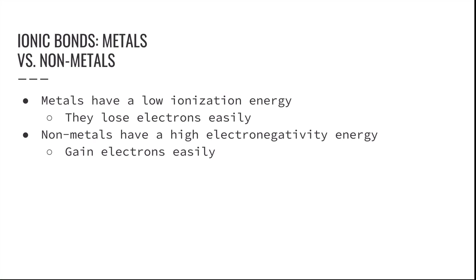So ionic bonds, metals versus nonmetals. What's the difference? Metals have low ionization energy. This means that they lose electrons easily. And remember from the last slide that metals lose electrons and nonmetals gain. So nonmetals have high electronegativity, meaning they gain electrons easily.